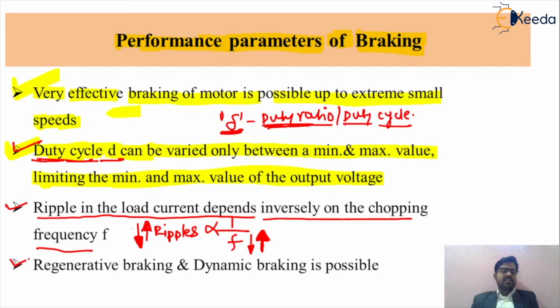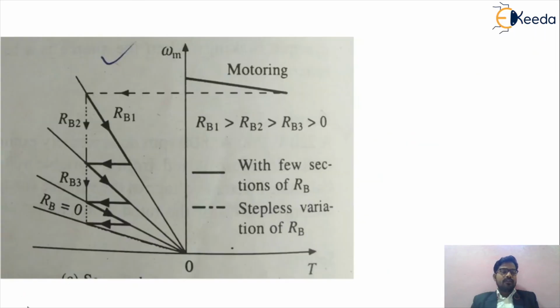Then the next parameter is that regenerative braking and dynamic braking are possible in concern with your chopper. So these are the various parameters in concern with the braking of your electrical drive by using a chopper circuit. So friends, now we can understand the same parameter concept in concern with the torque speed curve. This will be the torque speed curve.